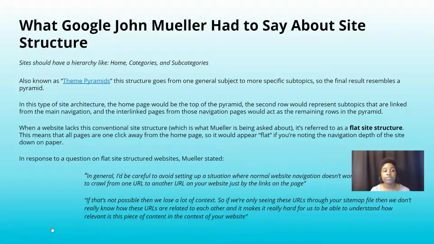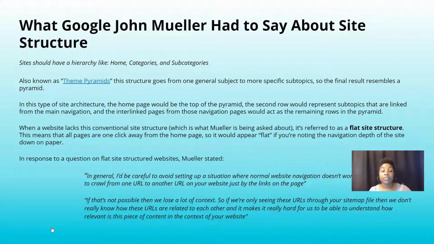Now, here is some of what John Mueller from Google had to say about site structure. He's basically saying that sites should have a hierarchy, like home, categories, and subcategories, like we talked about previously. These are also known as theme pyramids, and this structure goes from one subject to more specific subtopics, so that the final result resembles a pyramid.